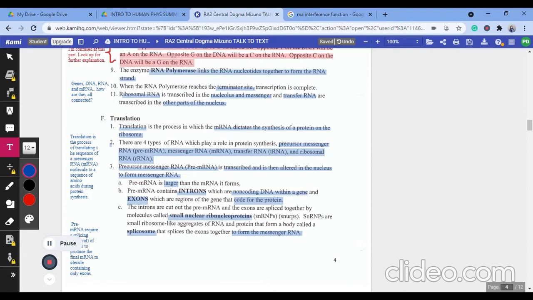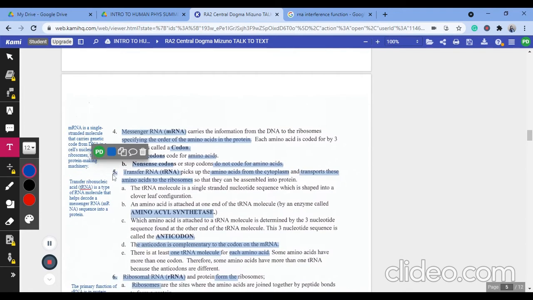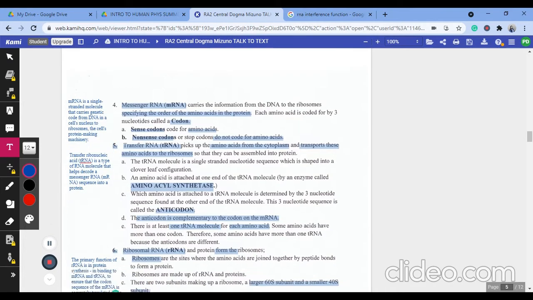So first I just summarized what translation is and how I understood it. Translation is the process of translating the sequence of the messenger RNA, or mRNA, molecule to a sequence of amino acids during protein synthesis. The pre-mRNA requires splicing, or the removal of introns, to produce the final mRNA molecule containing only exons. And the mRNA is a single-stranded molecule that carries genetic code from DNA in the cell's nucleus to the ribosomes, the cell's protein-making machinery, as mentioned before.